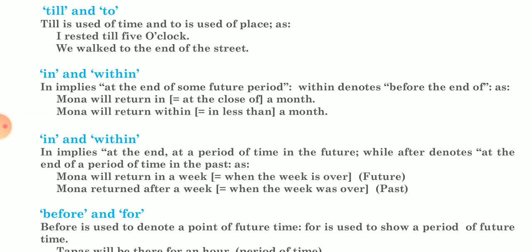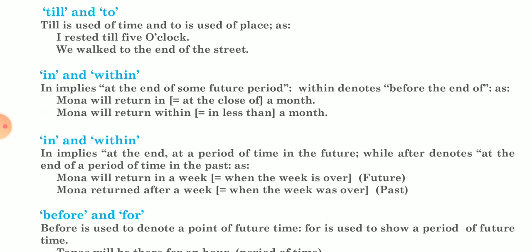Now the use of till and to for time. Till is used of time and so to is used of place. Here I rested till 5 o'clock. Here till is used for time. I walked to the end of the street, where to has been used for place. The meaning is the same for both.